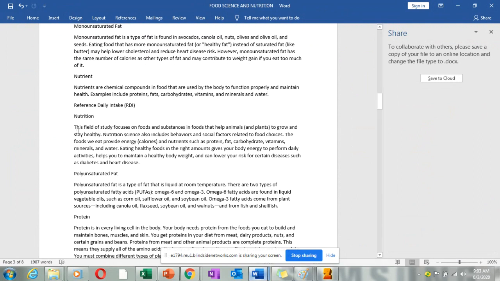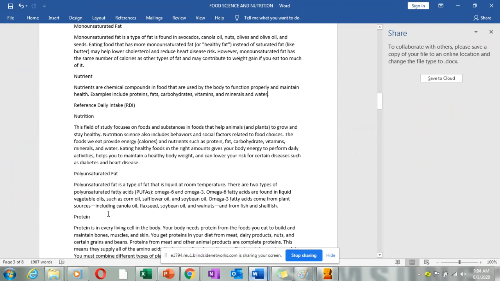Like we said, it is a field of study that focuses on food and substances in foods that help animals to grow and stay healthy. Nutrition science also includes behaviors and social factors related to food choices. The foods we eat provide energy and nutrients such as protein, fat, carbohydrates, vitamins, minerals, and water. Eating healthy foods in the right amounts gives your body energy to perform daily activities, and helps you to maintain a healthy body weight, and can lower your risk for certain diseases such as diabetes and heart disease.